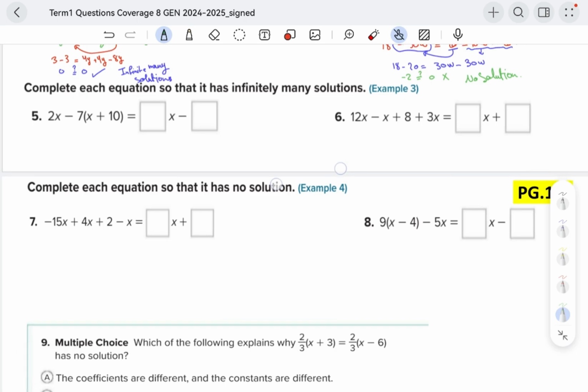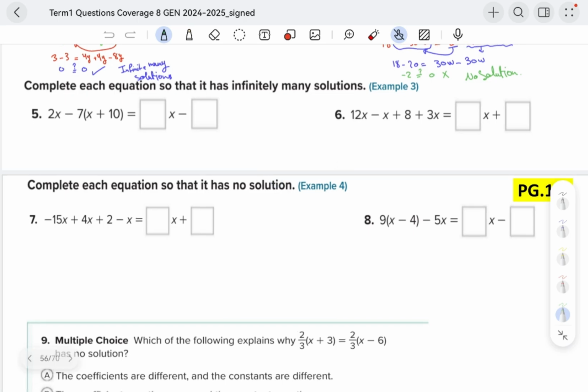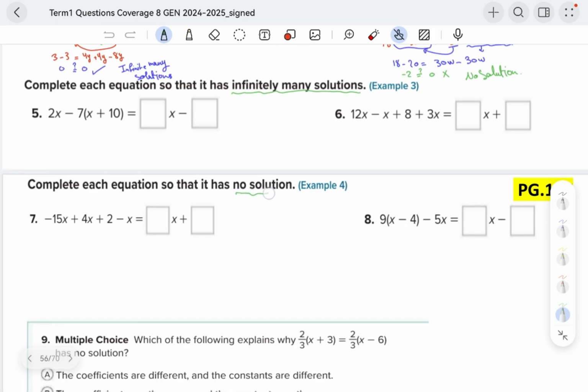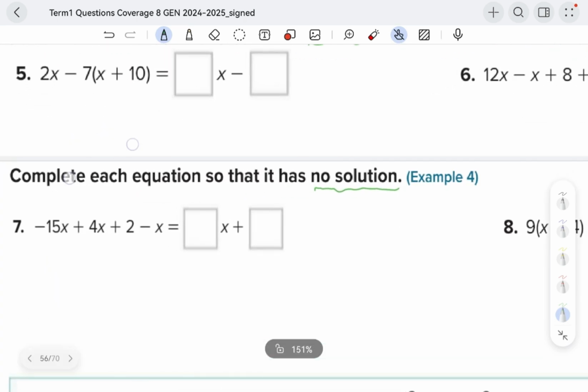Now let's go for the next part. It says complete each equation. In the first part, we have to complete the equation to have infinitely many solutions. In the second part, we're going to complete the equation so we have no solution. Let's start with question number 5.